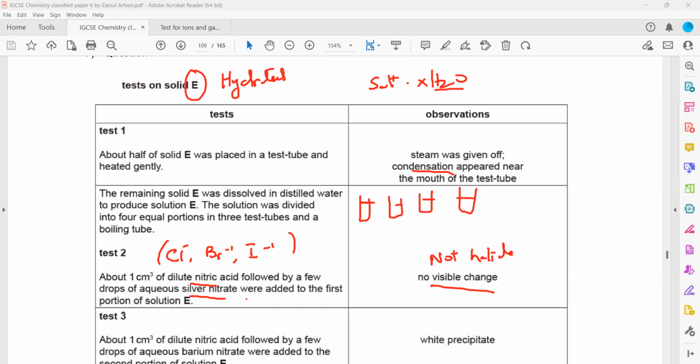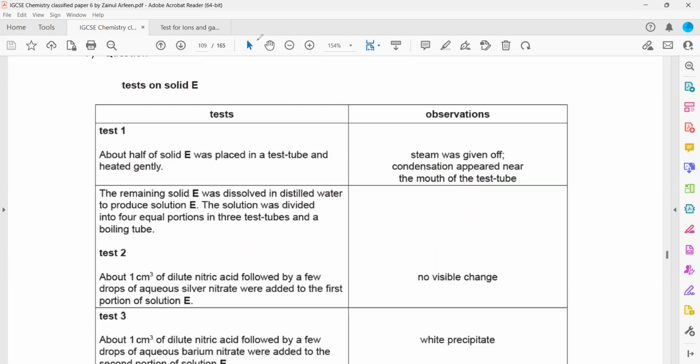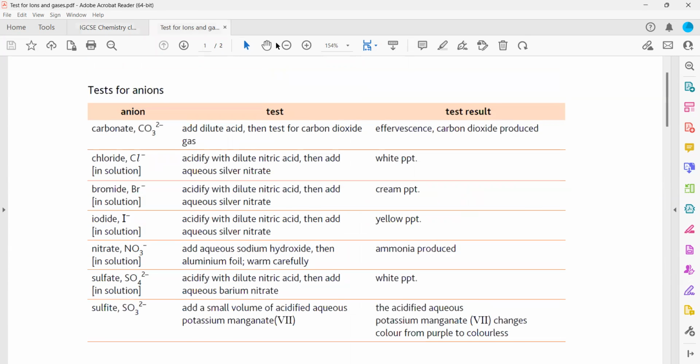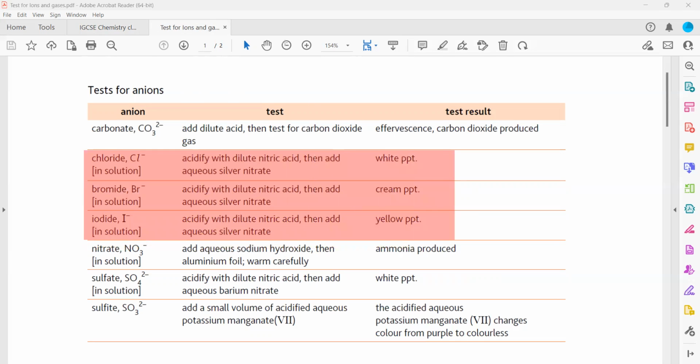You can check the test for ions in the exam; it will be there in paper 6 with you. If you want to test for the halide ions, chloride, bromide, or iodide, we add nitric acid followed by silver nitrate, and there is no visible change. So it shows that halide is absent.